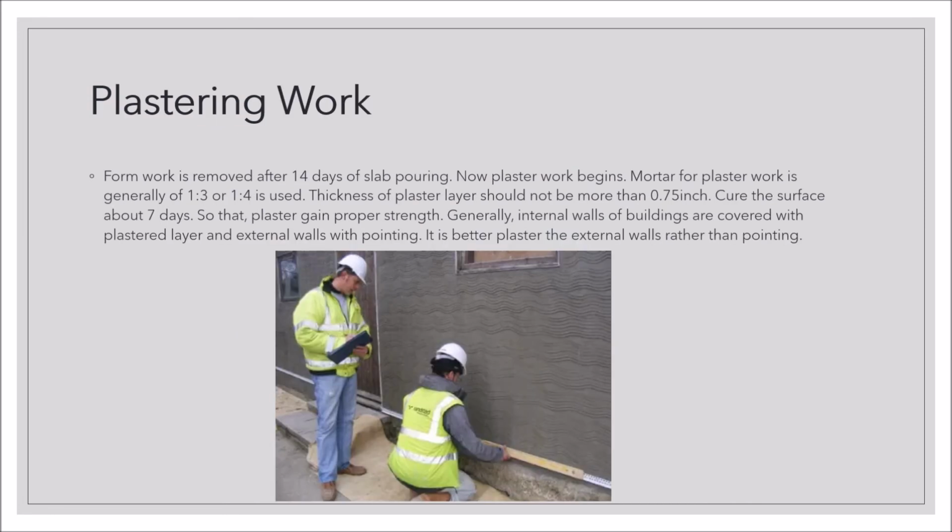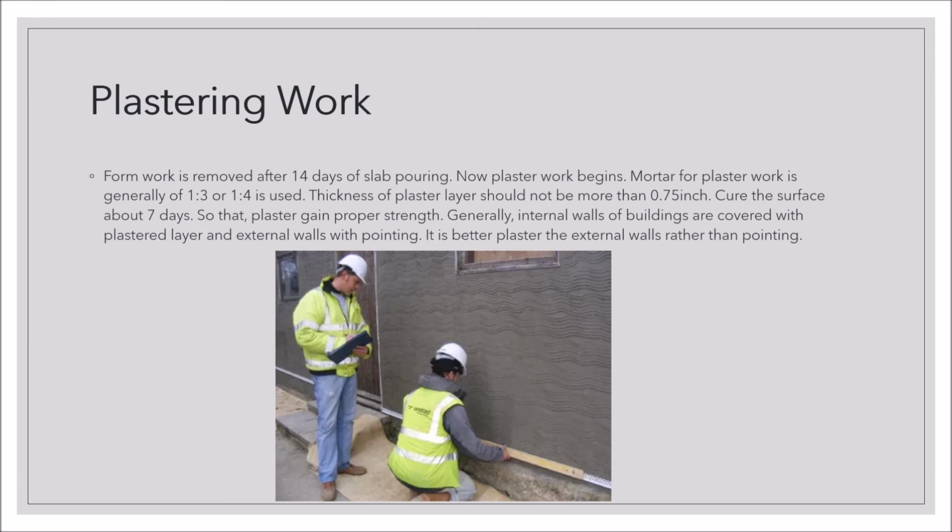Plastering is the next work. Formwork is removed after 14 days of slab pouring. Now plaster work will begin. Mortar for plaster work is generally of 1:3 or 1:4 ratio is used.